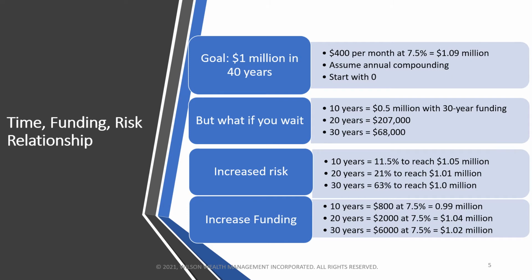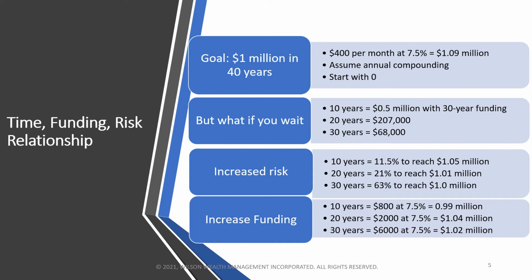That's half of what I wanted just by waiting 10 years. I'm still investing for 30 out of 40 years, but I only come up with half as much as I wanted. If I wait 20 years, I end up with just over 200,000. And if I only start investing in the last 10 years, I end up with 68,000. So if I want to reach that million, I've really only got two options.